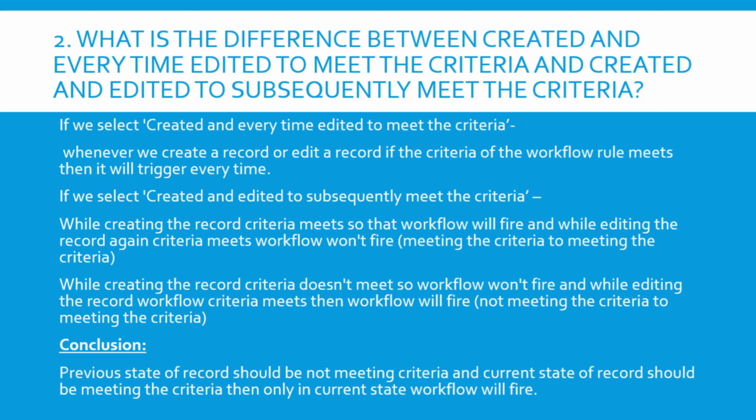If we select created and edited to subsequently meet the criteria, while creating the record, criteria meets, so that workflow will fire. And while editing the record again, criteria meets, workflow won't fire. Which is meeting the criteria to meeting the criteria.